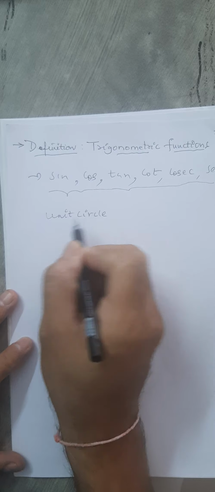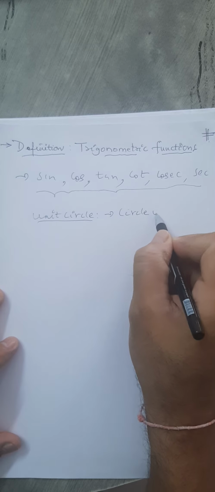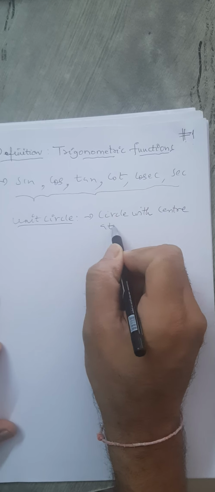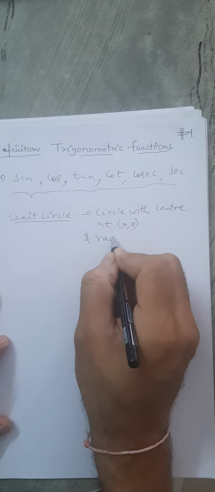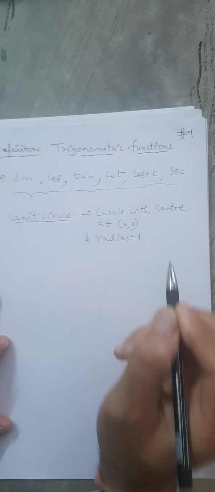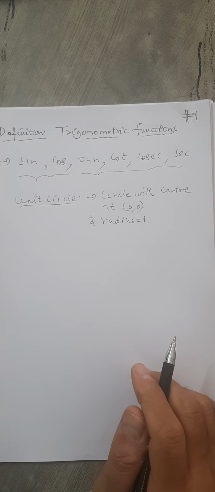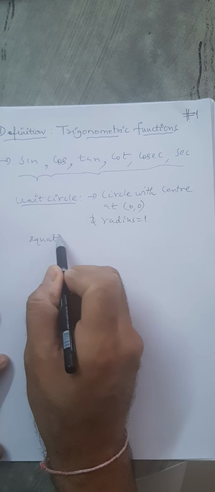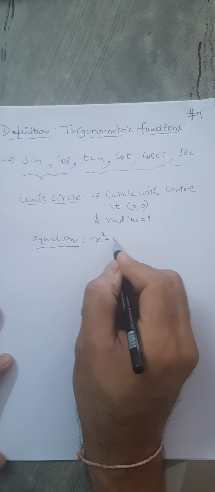Now what is a unit circle? That is a circle. We take a circle with center at origin, that is 0 0, and radius equals to 1. So we have started with a circle with center at origin and radius equals to 1. Such a circle is called unit circle. And equation of such a circle, you will learn later on how to get the equation. Right now I'm stating the equation, which is x square plus y square equals to 1. This is the equation of the unit circle.